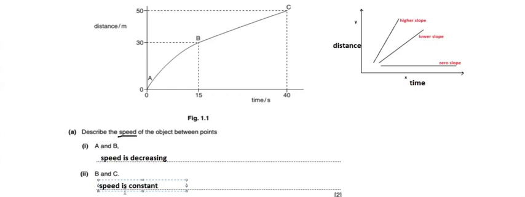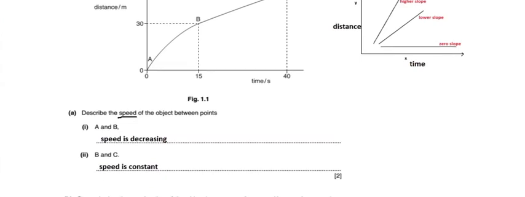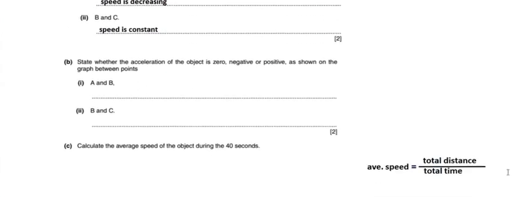Okay, so we are interpreting this distance time graph in terms of the speed. From A to B, the steepness decreases, that means the slope decreases, so the speed is decreasing. And B to C is a straight line. For a straight line, the slope is constant, so the speed is also constant.